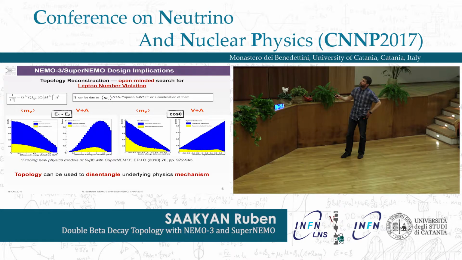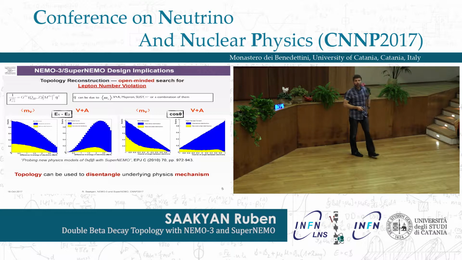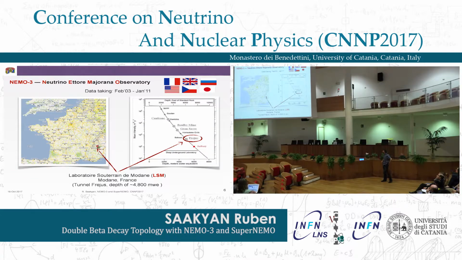So the two examples here show you two mechanisms. One is driven by the Majorana mass and the other one by the right-handed currents. If you look at this, the plots on the left show the difference in energies between two electrons emitted in the decay, and you can see in blue are the theoretical spectra, and in yellow are the spectra folded with the detector effects. And you can see they're very different, and likewise the angular distributions are very different as well.